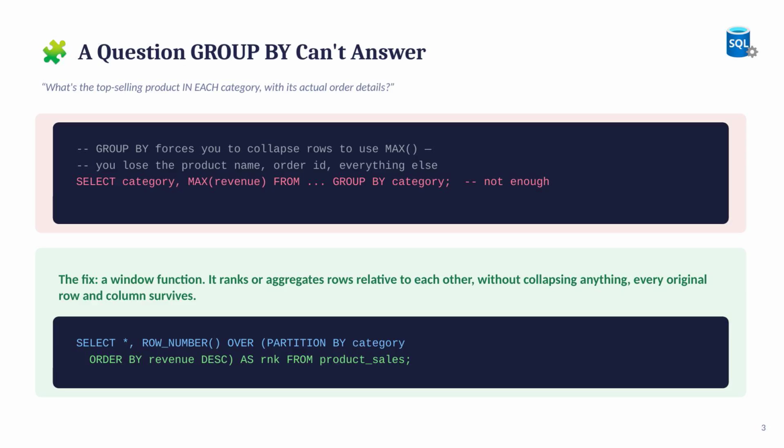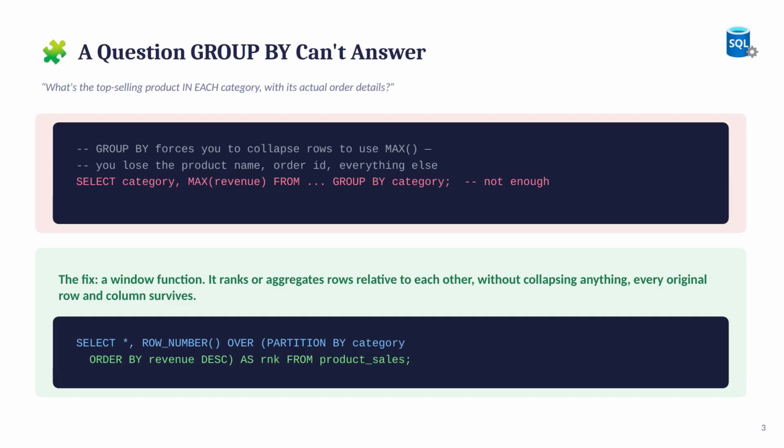Let's start with a genuine question group by simply cannot answer on its own. What's the top-selling product in each category, along with its actual order details? The tempting approach, select category and the max of revenue, grouped by category, technically runs, but it forces you to collapse every row down to just a category and a number. You lose the product name, the order ID, literally everything else about that top-selling order.